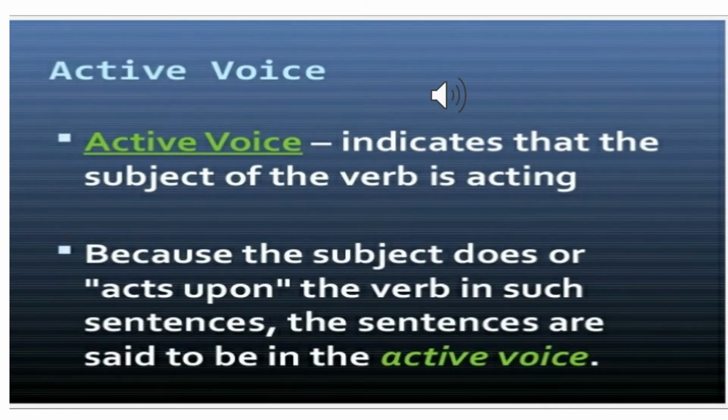When the subject of a sentence performs the verb's action, we say that the sentence is in the active voice. Sentences in the active voice have a strong, direct and clear tone. Here are some short and simple examples of active voice.